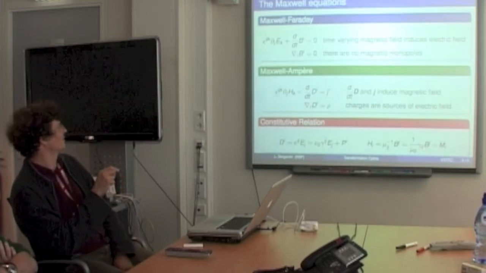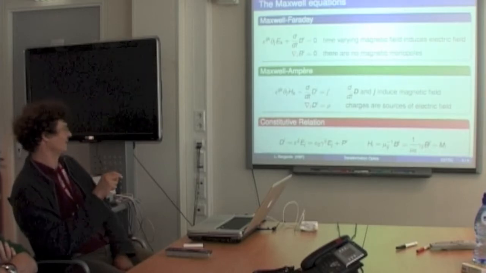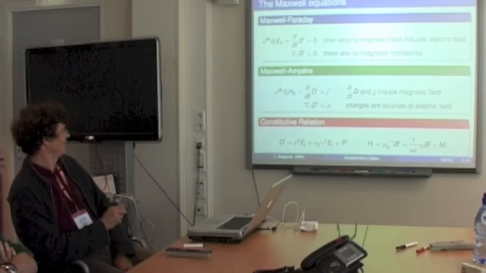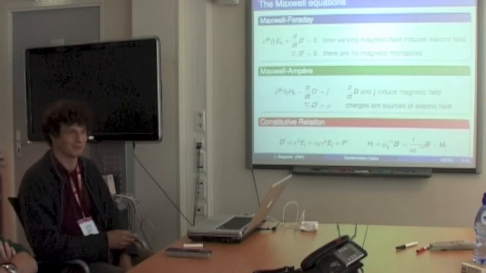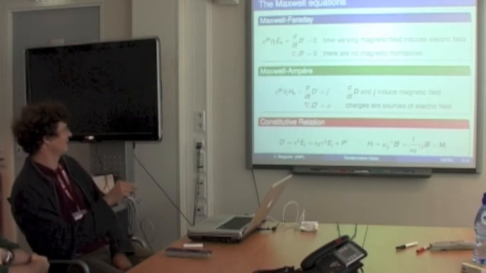The cross product becomes an epsilon symbol. This is completely antisymmetric in I, J, and K. And all repeated indices are summed over. This is the Einstein summation convention. So this is exactly the same information.